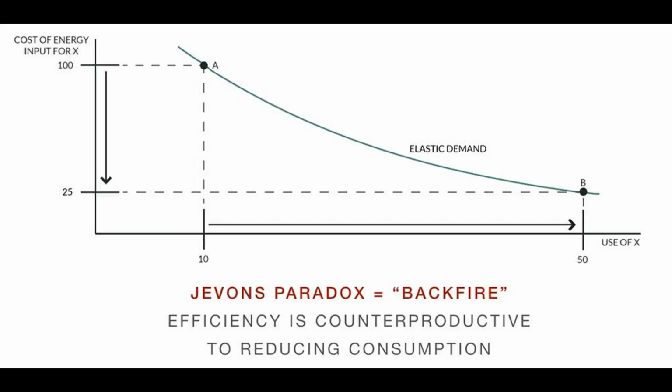10. Behavioral economics. The behavioral aspect of the Jevons paradox suggests that consumer behavior does not align with rational economic models. People may not reduce consumption simply because a resource becomes cheaper or more efficient, due to psychological factors and social norms that influence their decisions.